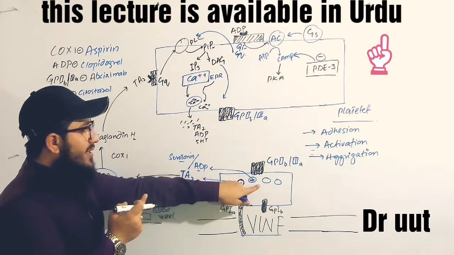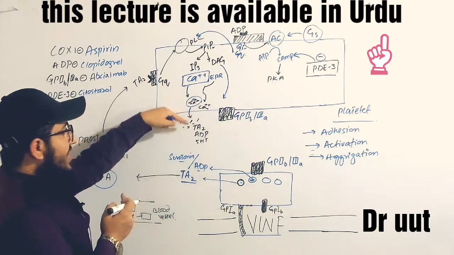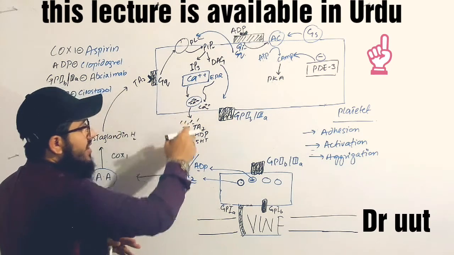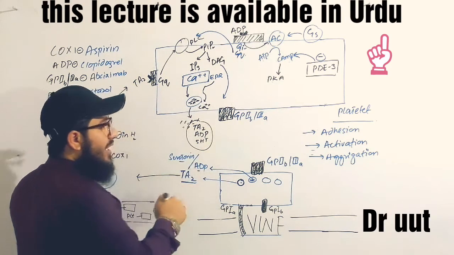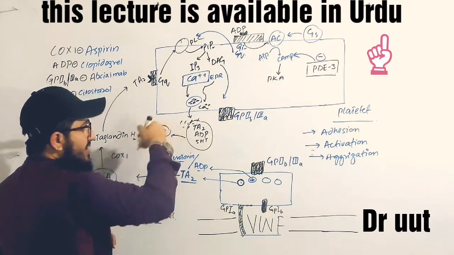You know that in the vesicles we have aggregating factors. These aggregating factors are thromboxane A2, ADP, 5-hydroxytryptamine, etc. So they will be released, and these aggregating factors will in turn stimulate other platelets. Again, they will release the same things.